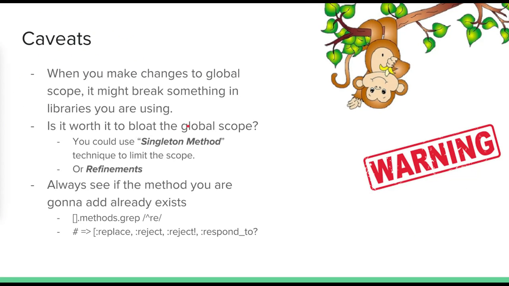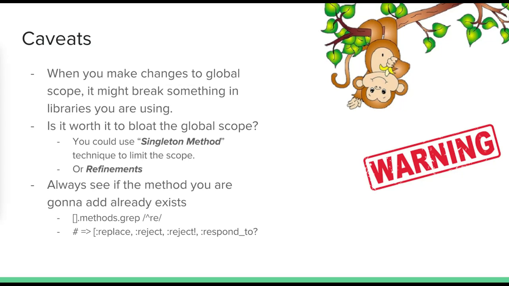When you make changes to global scope, it might break something in libraries you are using in your application. Or even though it's not harming, one question arises: is it worth it to bloat the global scope? Maybe you need that feature in some specific scope only. You could use the singleton method technique to limit the scope instead. We'll talk about singleton methods in our later episodes.